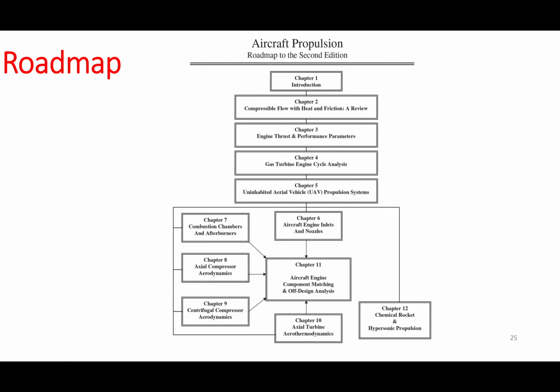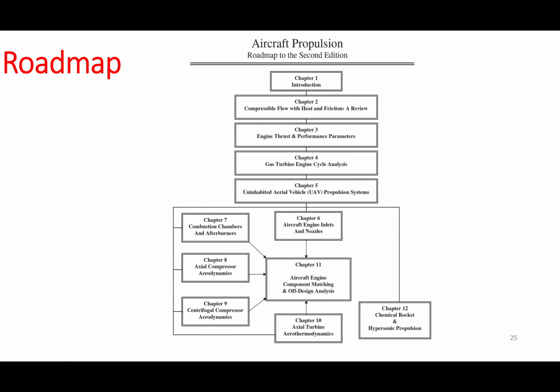Okay. Chapter 3, we will talk about the engine thrust and performance parameters. Chapter 4, we will talk about the gas turbines and a little bit more detailed cycle analysis. Chapter 5 is essentially an introduction to UAVs and their propulsion systems. It is very light on mathematics. It's just more of an introductory chapter. It's a very small chapter. It shouldn't take more than one lecture to cover.